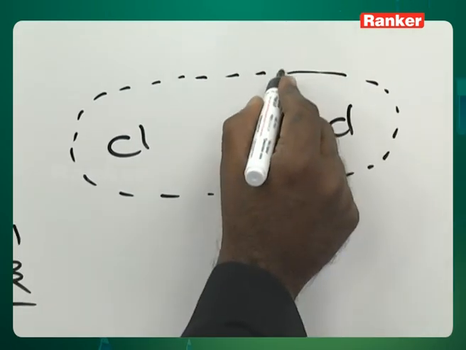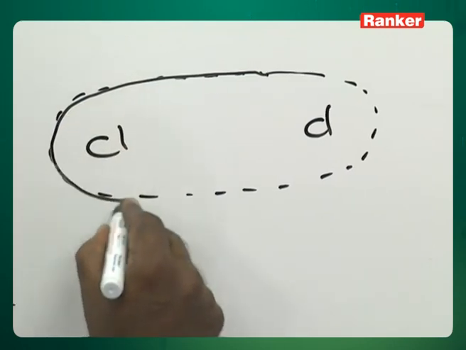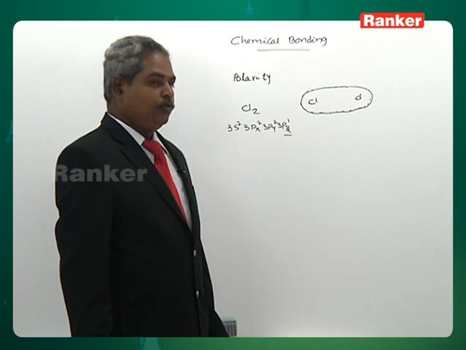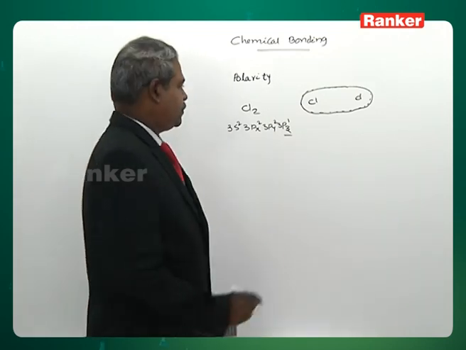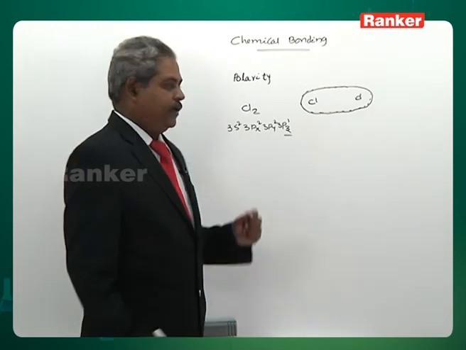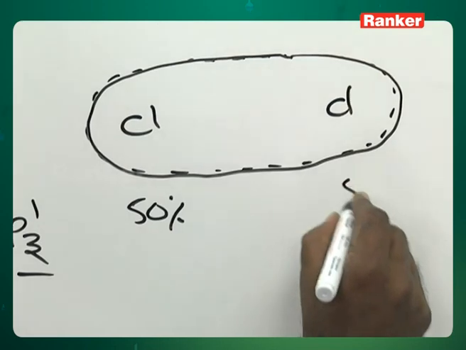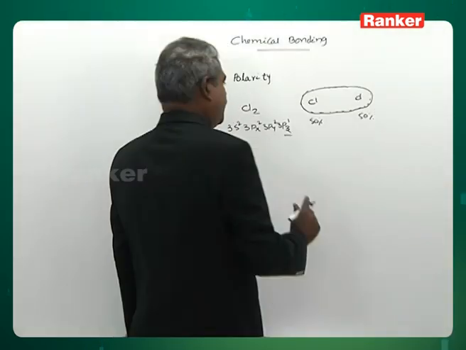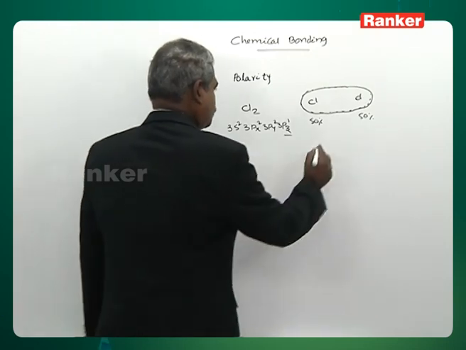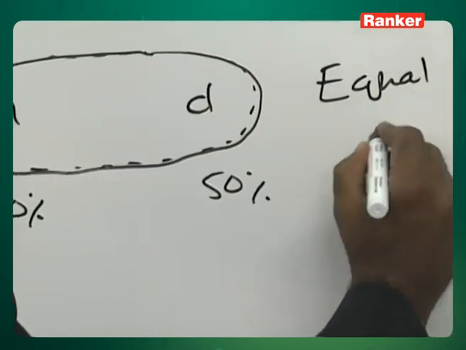Look at the movement of my hand. The electrons are moving uniformly. Uniformly in the sense they are spending an equal amount of time around both the nuclei. That is 50% of the time here and 50% of the time here. Equal. So, this is equal distribution of charge.